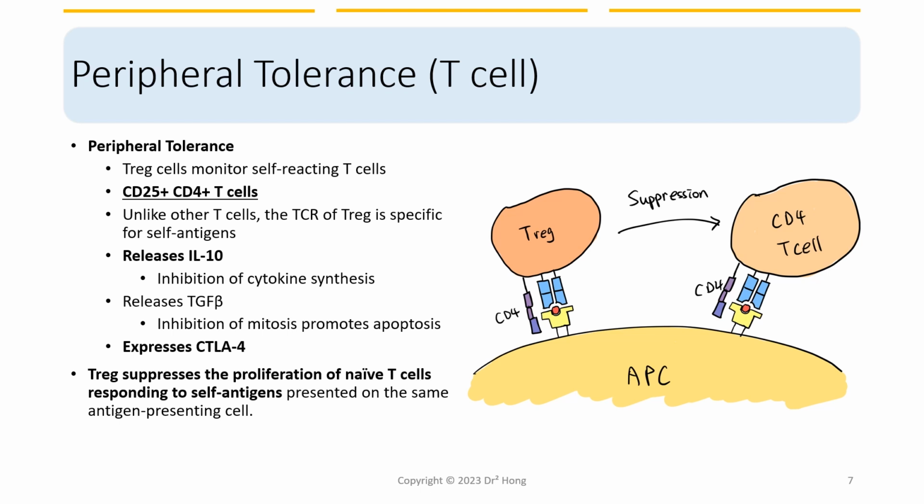This Treg cell releases different types of cytokines to suppress the activity of CD4 T cells that are self-reacting, including interleukin 10, which can inhibit cytokine synthesis. Another cytokine is TGF-beta, which can inhibit the mitosis and promote apoptosis of those self-reacting cells. And lastly, we have CTLA4, which can bind and block the interactions on the B7 marker. So these are the mechanisms for Treg cells to suppress the proliferation of naive T cells responding to self-antigens presented on the same antigen-presenting cell.